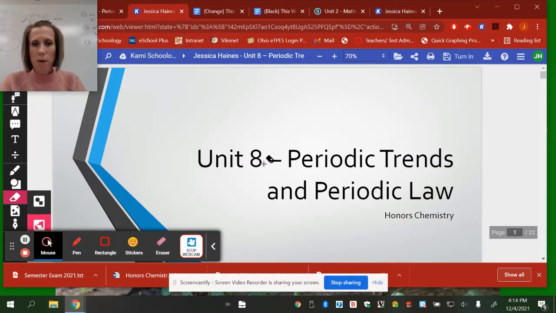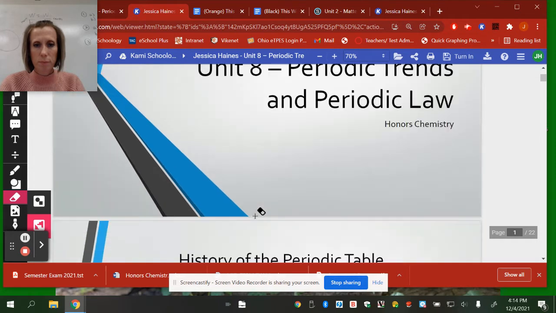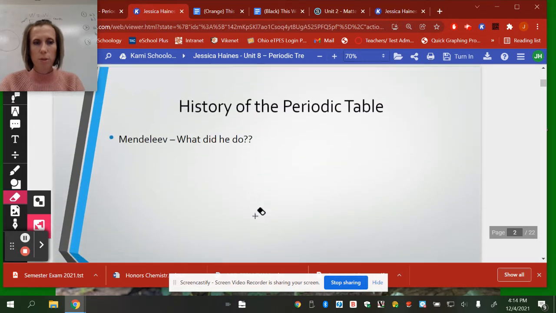So, periodic trends and periodic law. Okay, so there were two guys that contributed to what we know as the periodic table that we see today. The first guy is Mendeleev. He helped contribute to the periodic table and most of the design of it, and then Moseley came along and solidified the ideas of what the periodic table looks like, and what we know it as today.